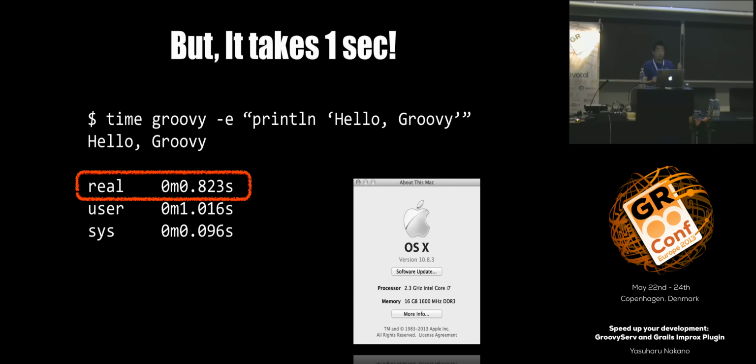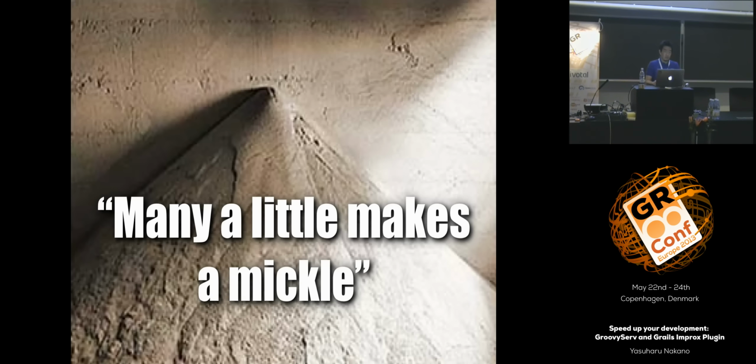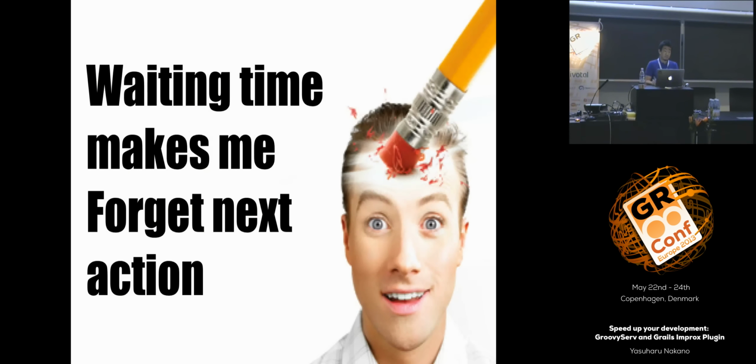But even the simplest code, printing hello Groovy, takes almost 1 second. I bought this MacBook Pro Retina last year. It has a quad-core CPU and SSD, so I think it's not a bad spec, but it takes almost 1 second. As a result, n times trial and error takes n seconds at least. Many a little makes a mickle. In addition, the waiting time makes me forget the next action.